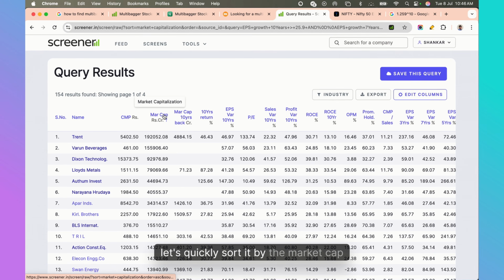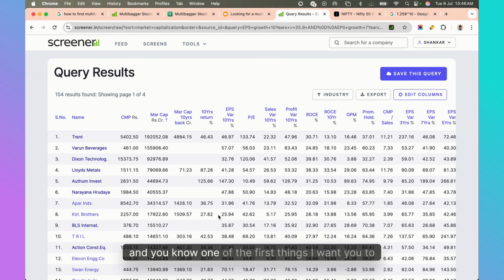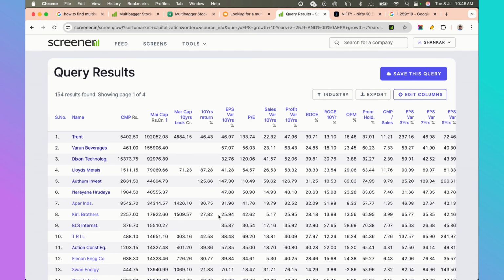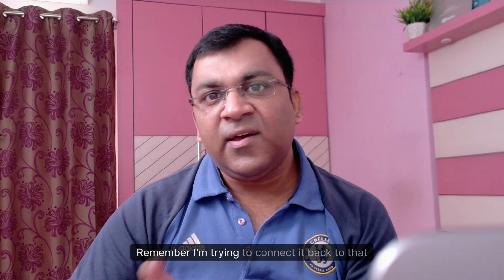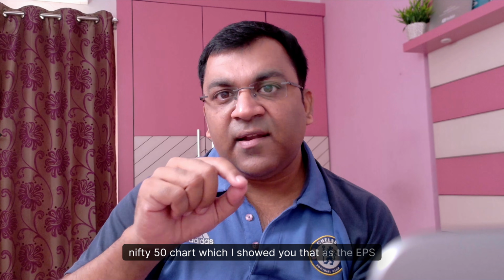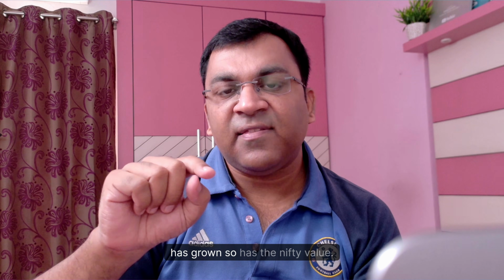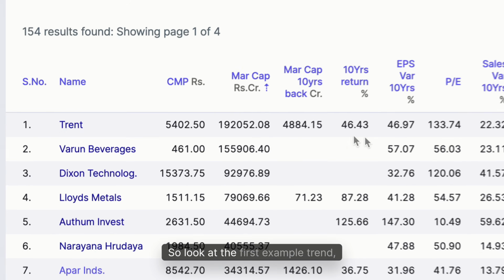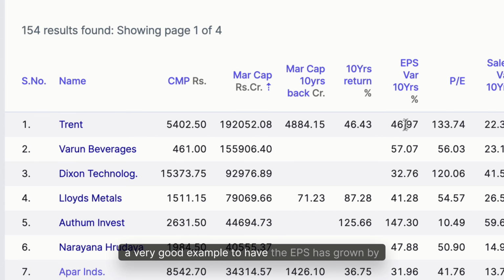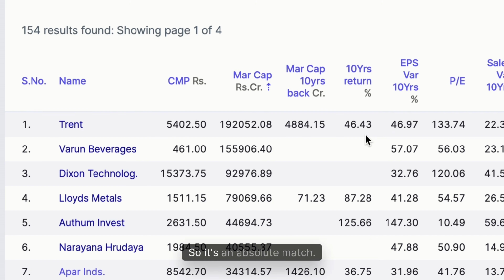Let's quickly sort it by the market cap. And one of the first things I want you to look at is let's match this EPS growth with the stock price returns that has happened over these last 10 years. Remember, I'm trying to connect it back to that Nifty 50 chart which I showed you, that as the EPS has grown, so has the Nifty value. So let's see if that's applicable here as well. So look at the first example, Trent, a very good example to have. The EPS has grown by 46.9% while the stock price has grown by 46.4%. So it's an absolute match.